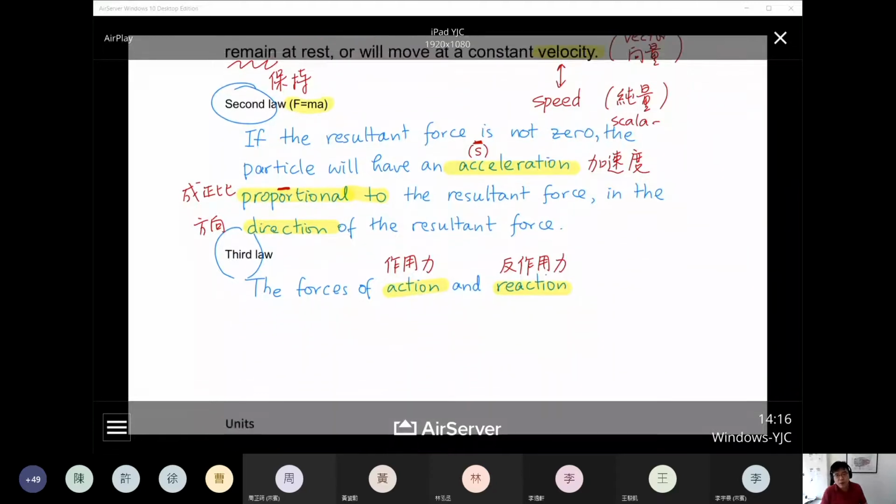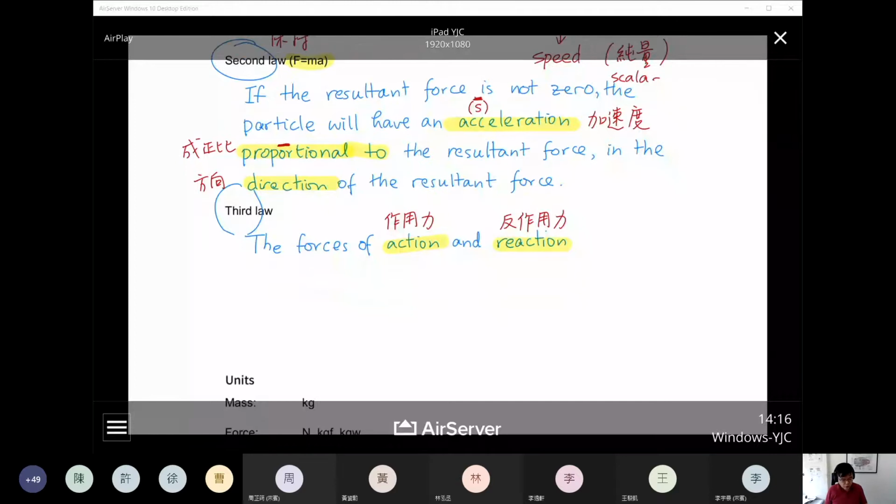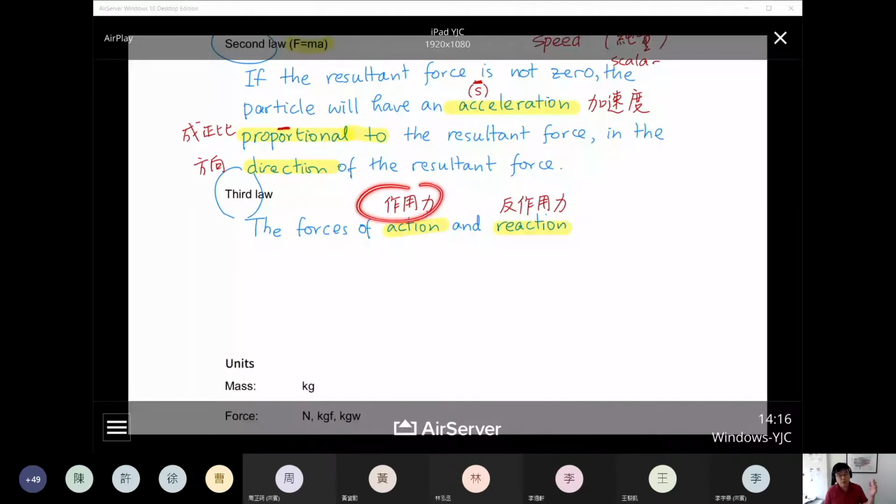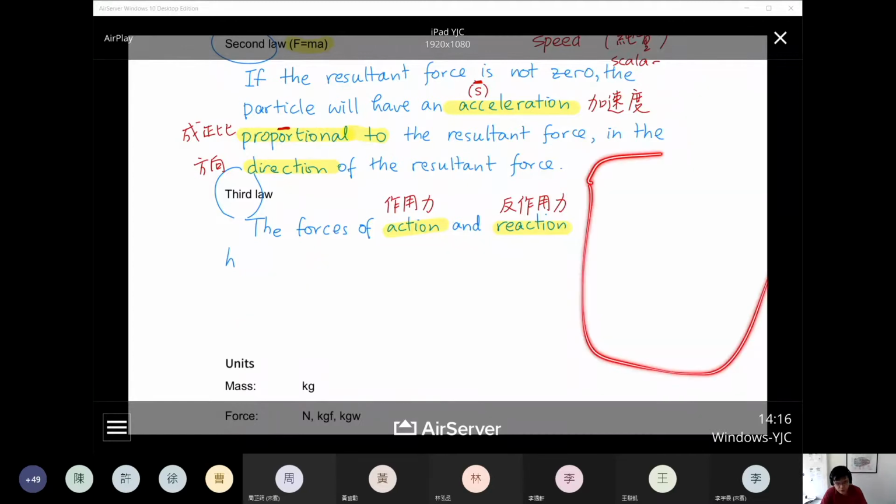And now we are going to the third law. The third law says something about this one and this one. In English, we call them action and reaction. So what do we know? If we know what the action is like, we know something about the reaction, right? The forces of action and reaction have this. Please leave this blank. I'll draw a graph here. Let me draw the figure first.